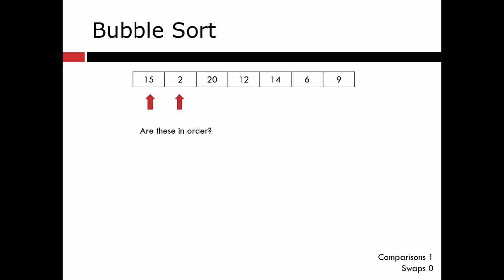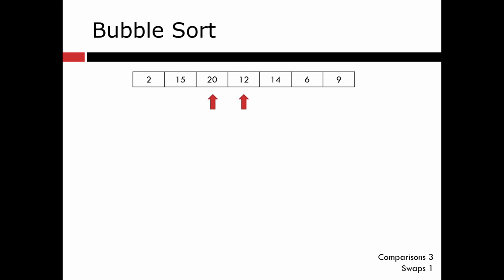So the very first thing we do, we say, hey, is 15 and 2 in order? Now again, I'm going to be keeping track of the comparisons and the swaps down here in the bottom corner. So first thing, are these two things in order? That's one comparison. Well, they're not, so we need to swap them. That's one. Great. Then we step forward one. Are these in order? That's one comparison. They are in order. Good. We don't need to swap anything.